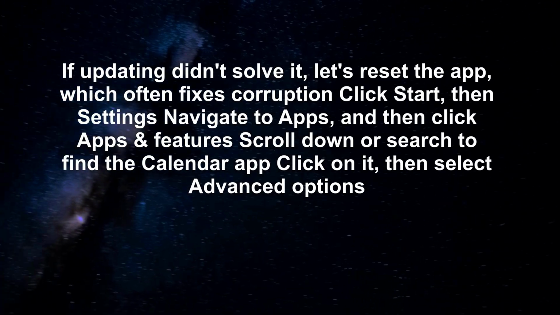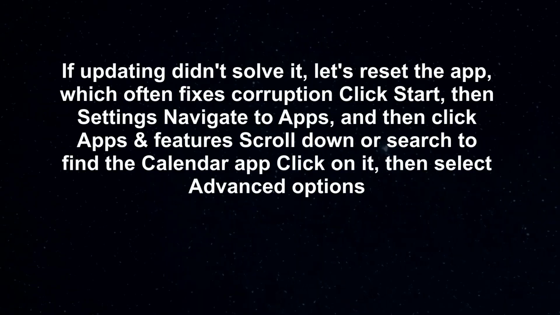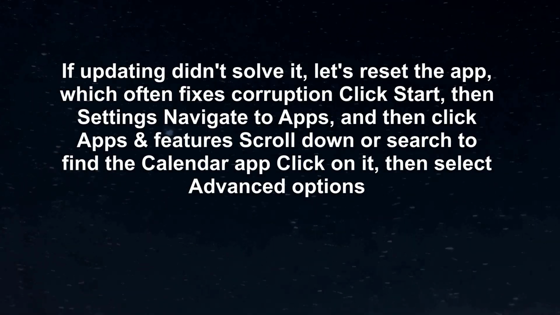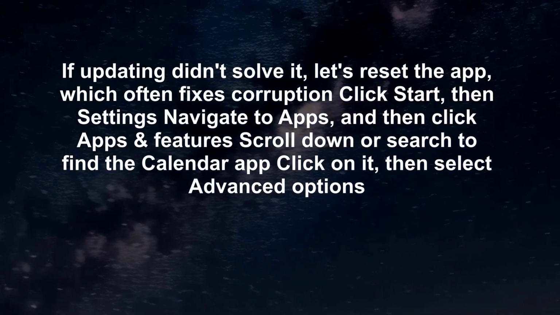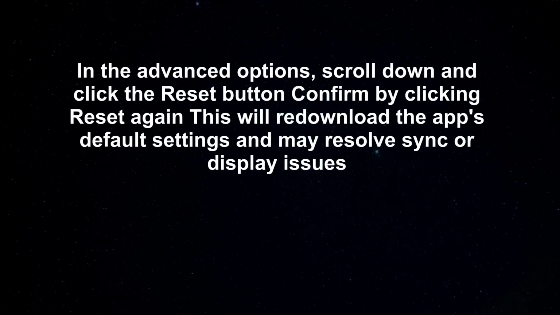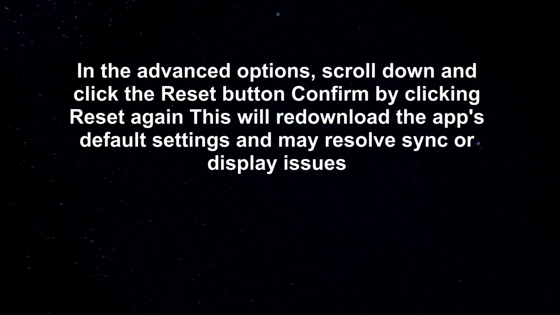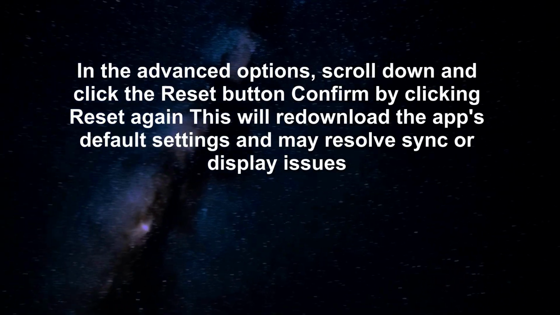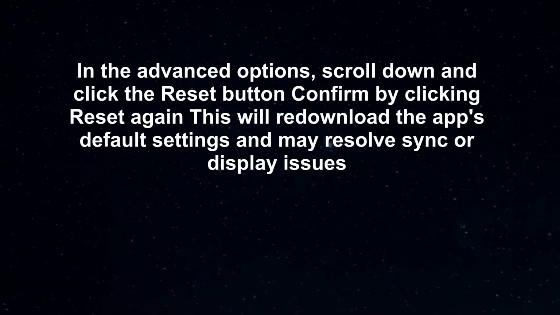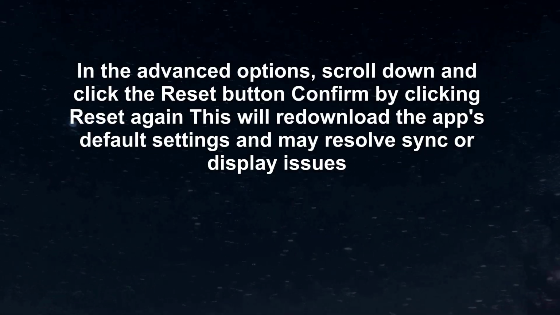Click Start, then Settings, navigate to Apps, and then click Apps and Features. Scroll down or search to find the calendar app. Click on it, then select Advanced Options. In the Advanced Options, scroll down and click the Reset button. Confirm by clicking Reset again. This will restore the app's default settings and may resolve sync or display issues.